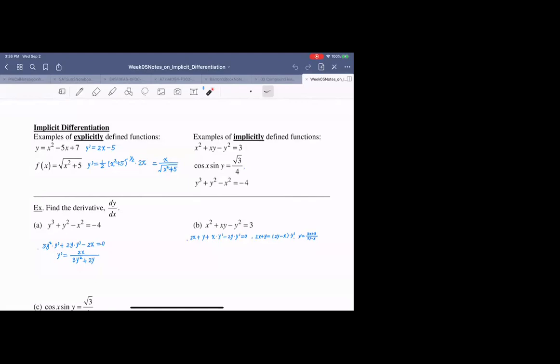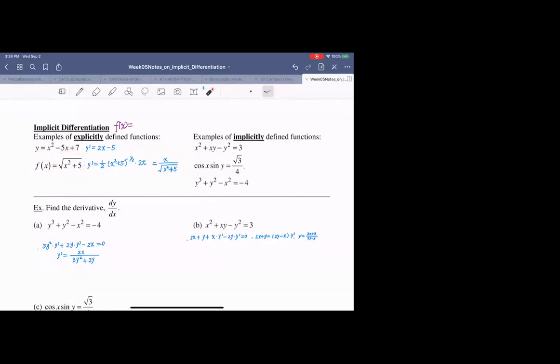This is about implicit differentiation. If a function can be expressed as f(x) equals a function of x, this is called the explicit method, explicit function. Like this quadratic function, like this radical function.